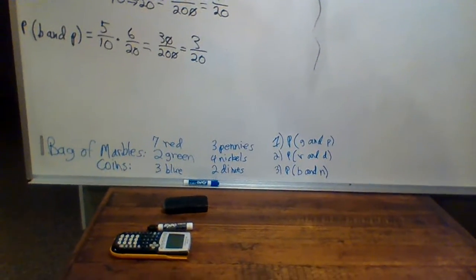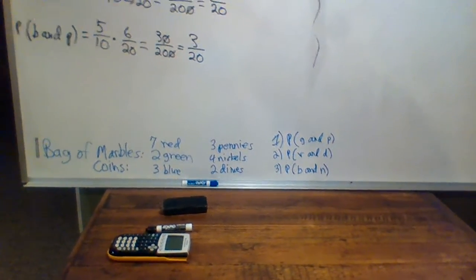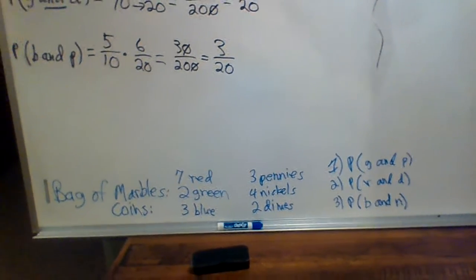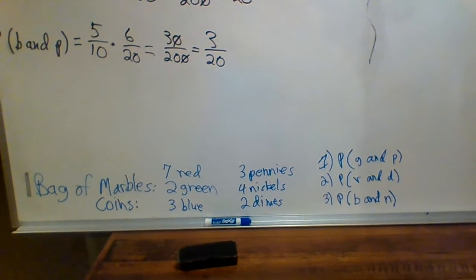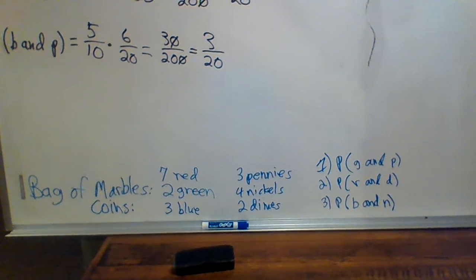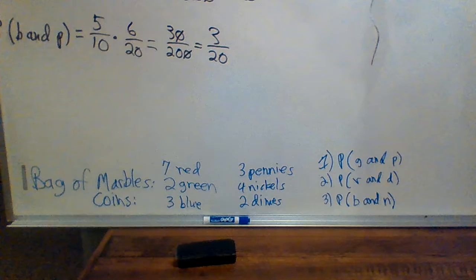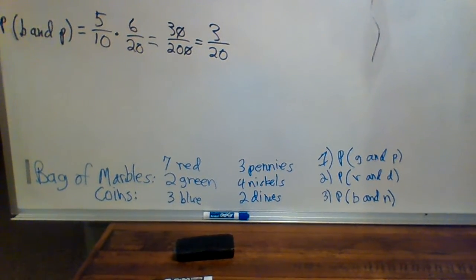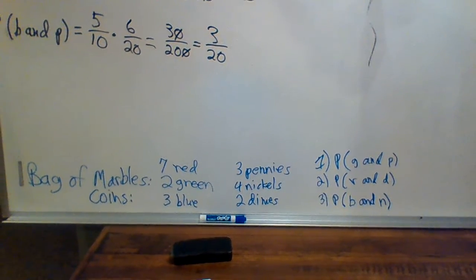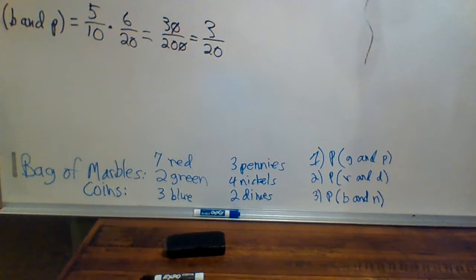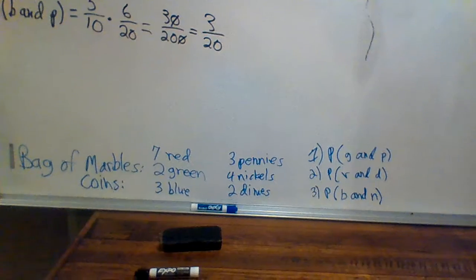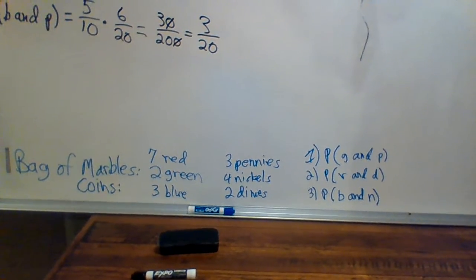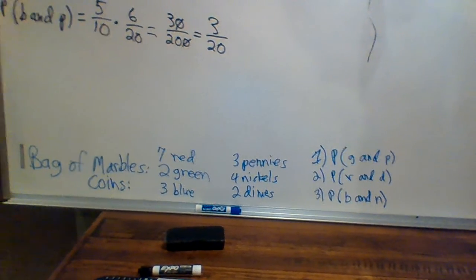Okay, see what you can do here, guys. Here's your problem. Okay, hopefully you can read that carefully. So a bag of marbles and a bag of coins. So I have 7 red, 2 green, 3 blue. I got 3 pennies, 4 nickels, 2 dimes. We want to do the probability of green and then a penny, probability of red and a dime, and the probability of blue and a nickel. Okay, so see if you can get that.